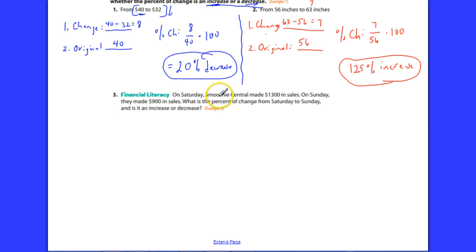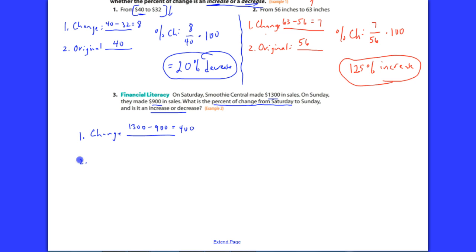On Saturday, Smoothie Central made $1,300 in sales. Sunday, they made $900 in sales. What was the percent of change from Saturday to Sunday? And was it an increase or decrease? Okay, let's start with this. To find the percent of change, you must find the change. How much did this change? Well, you have to subtract 1,300 minus 900. This changed 400.